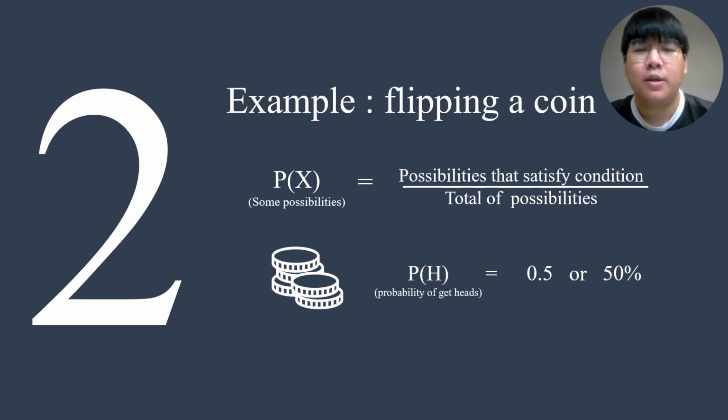To see where this comes from, let's look at a simplified formula of probability to calculate the probability of a random event x, which we can write like this. You would find the number of possibilities that satisfy that event or condition and divide it by the total number of possibilities that exist.